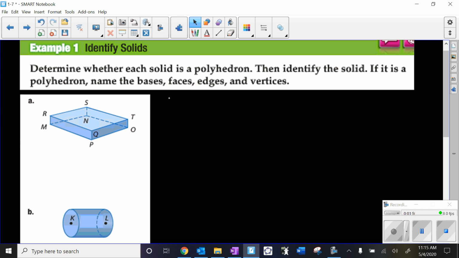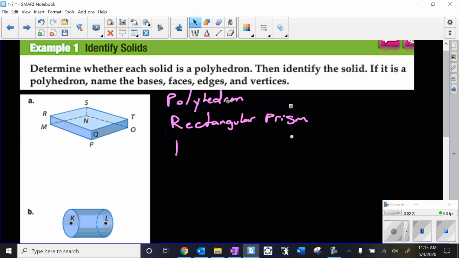So letter A, it is a polyhedron. Then we're going to identify the solid. That's really just giving a name for it. So that means this one is a rectangular prism. Next, since it is a polyhedron, we're going to state how many bases there are, how many faces, how many edges, and how many vertices.